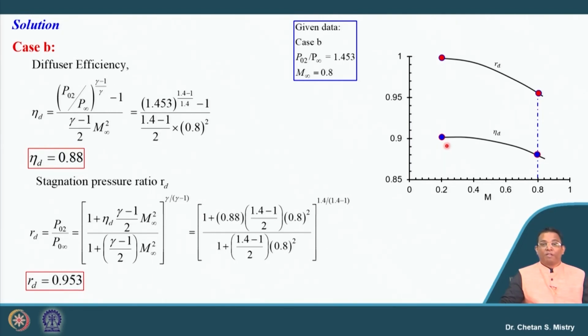Aircraft manufacturing companies will get the data from the intake manufacturer. Maybe in place of diffuser efficiency, they may give you total pressure ratio. Then you should not misread the information. This is all we were discussing about the intake.